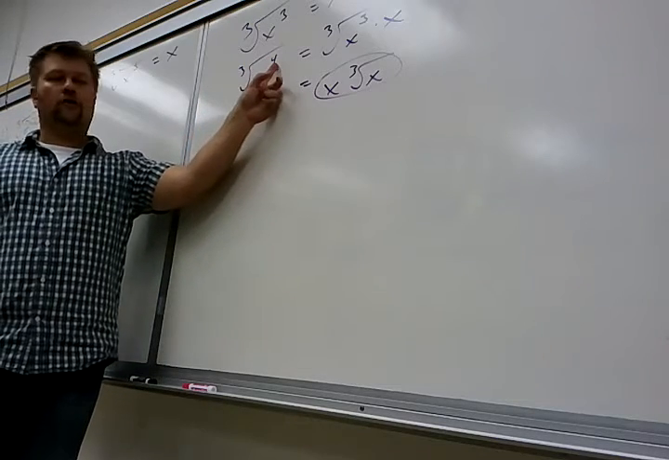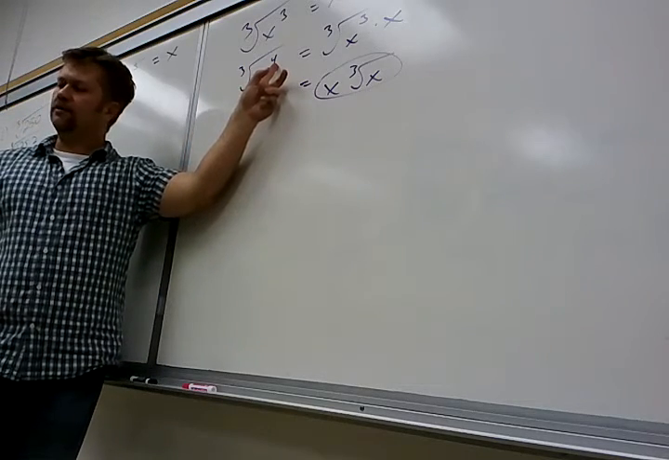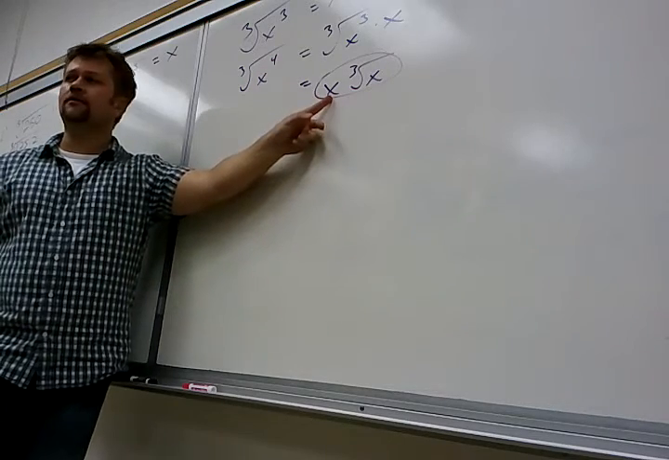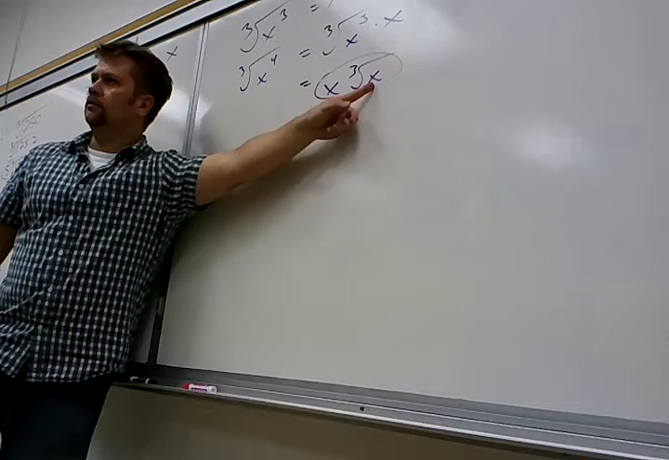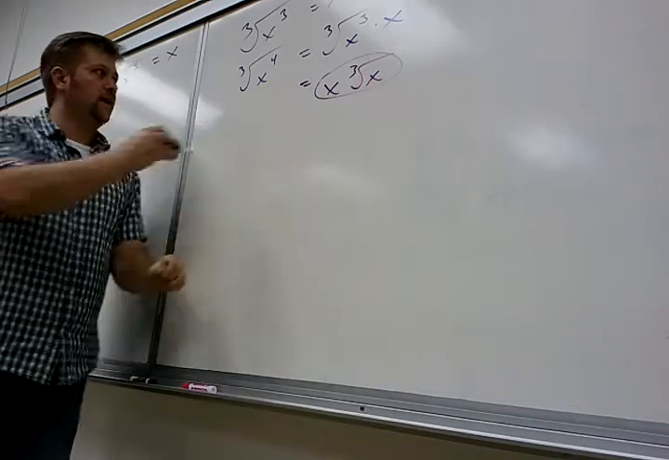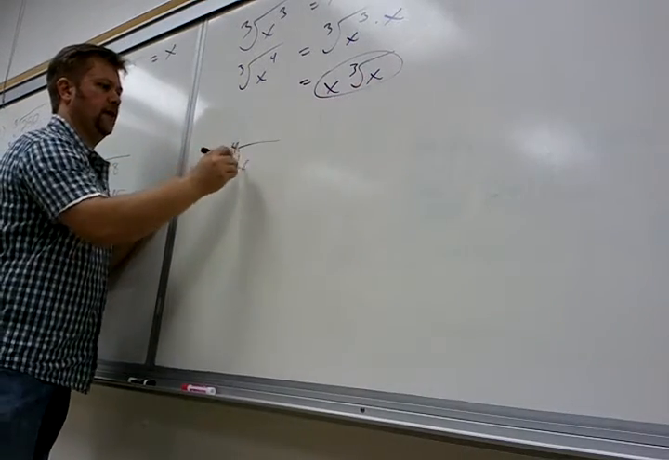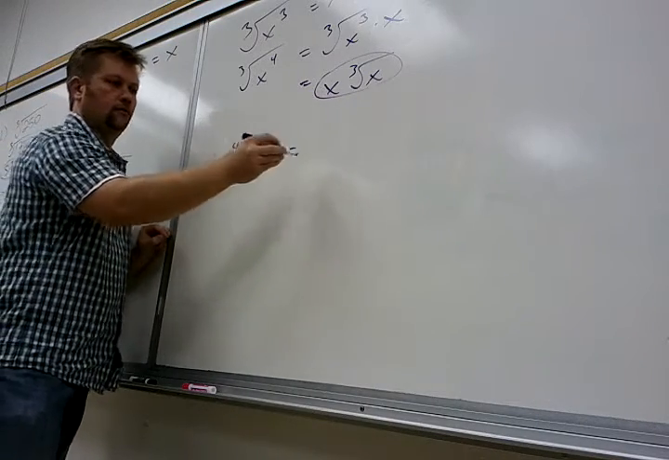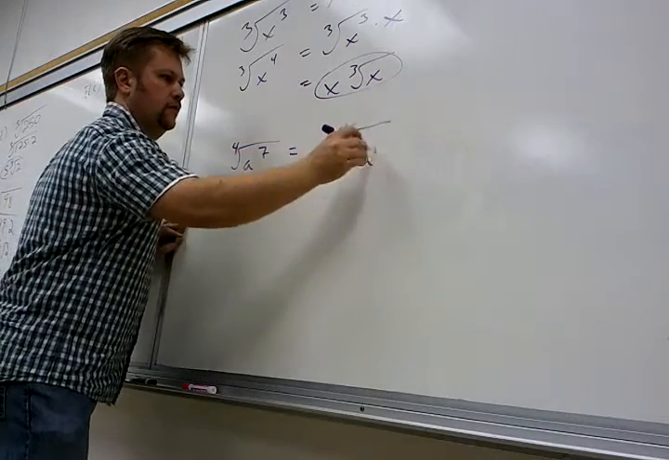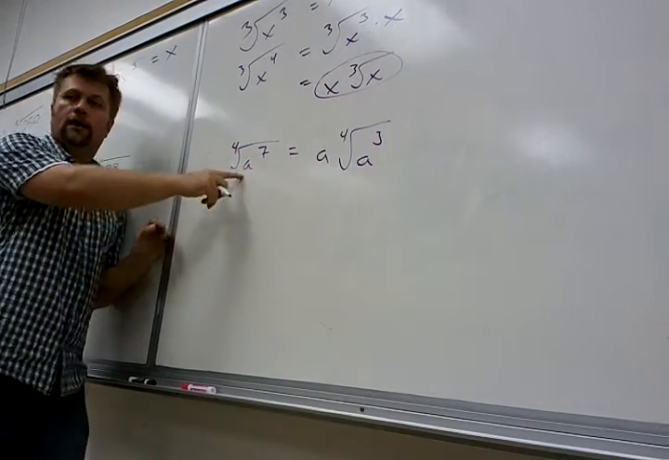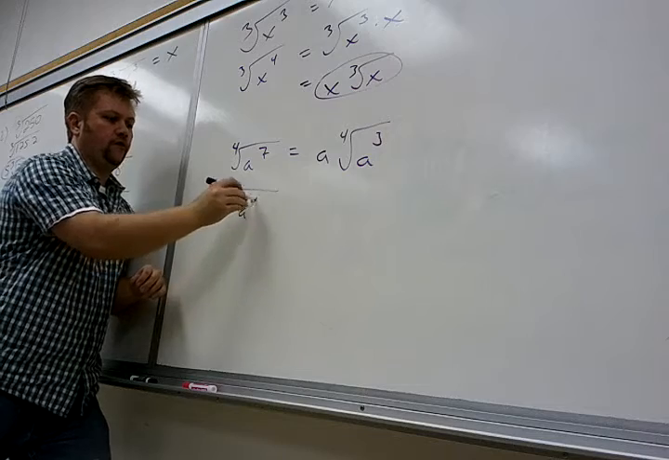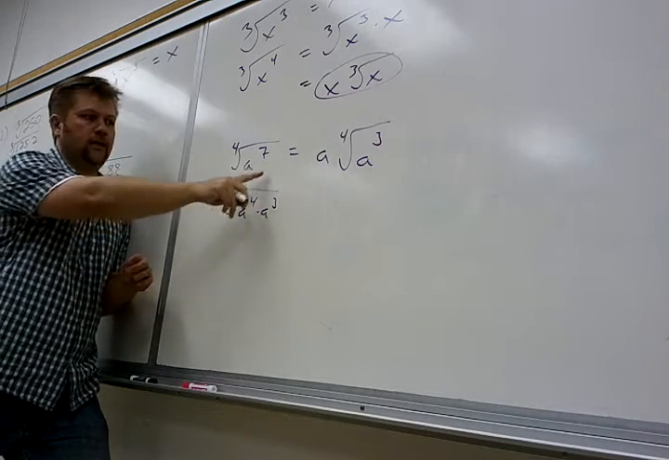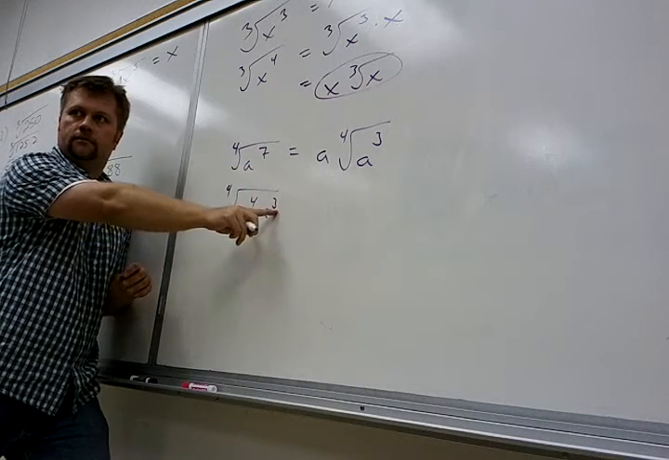3 goes into 4 how many times? Once, with how many left? 1. 1 left, right? So if I had, for example, the 4th root of a^7, 4 goes into 7 how many times? Once, with 3 left. And doing it the other way, when I write this as a^4 times the extra 3 a's that I have, do you see that if you wanted to? 7 is 4 plus 3.